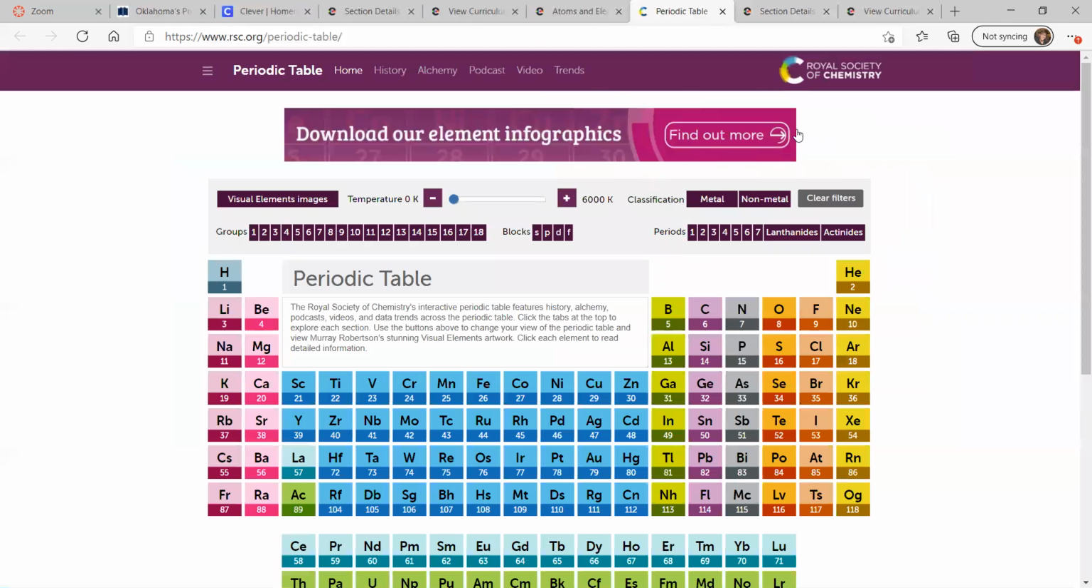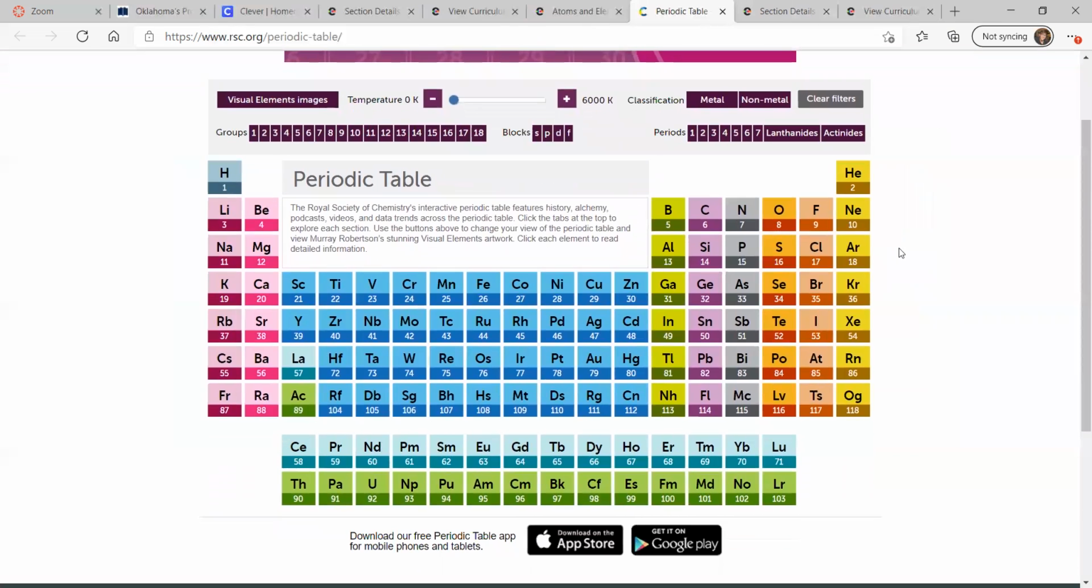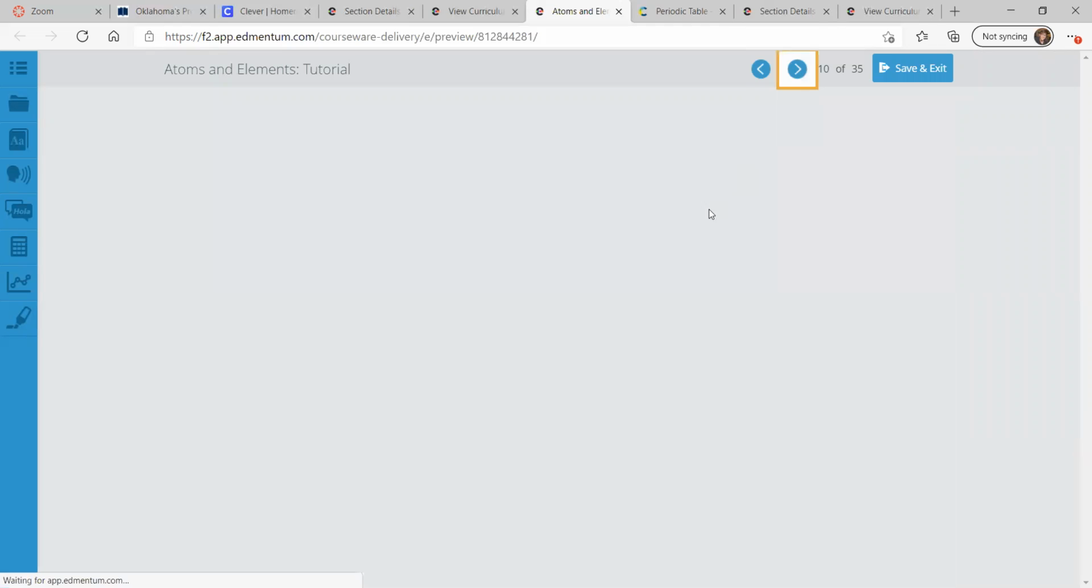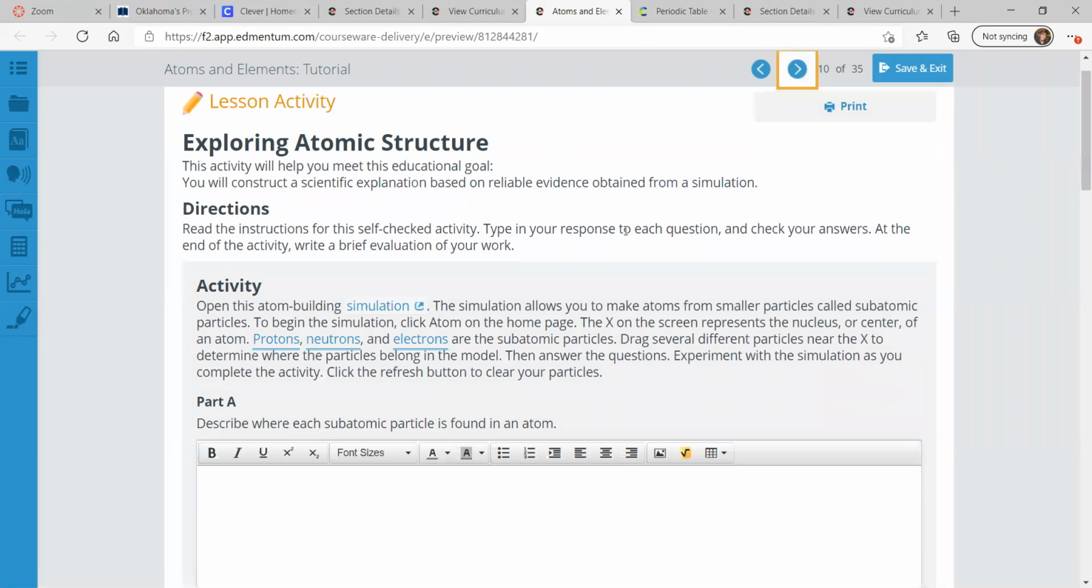And this takes us to the periodic table. It shows you all the elements. And scientists have given each element a symbol to make it easy to represent each element. How do the atoms of each element differ? To find out, we're going to complete an activity, or look at this activity.